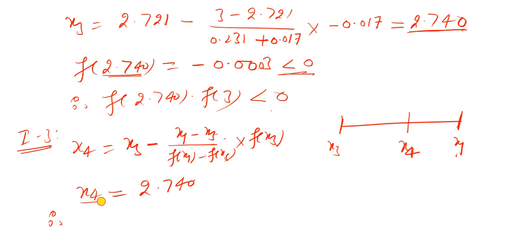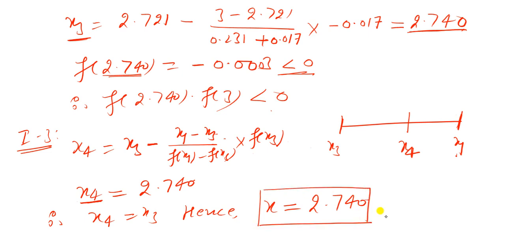So therefore the fourth approximation is equal to the third approximation, that is x4 is equal to x3. Hence the desired root correct to 3 decimal places is x is equal to 2.740. So this is the procedure to obtain the real root for the given equation with the help of the regula falsi method.